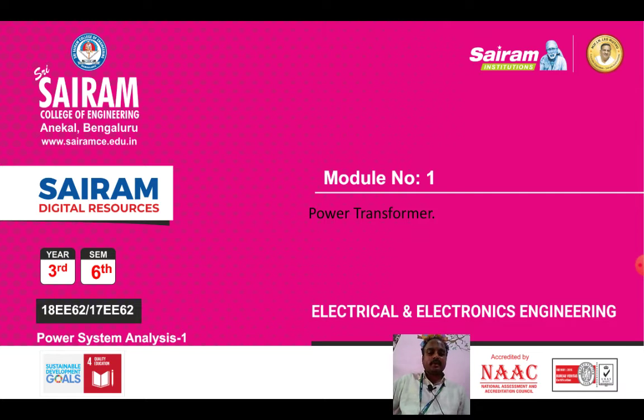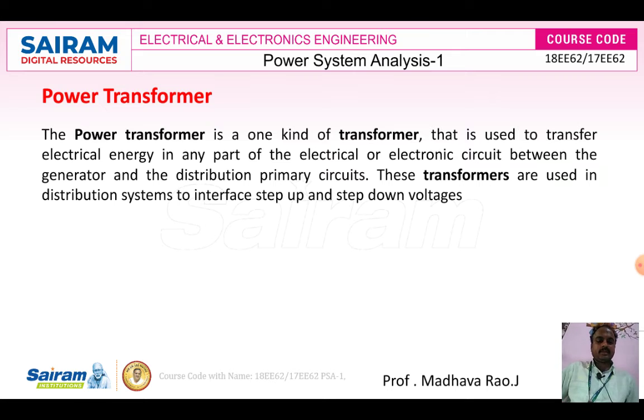So first we will move to the power transformer definition. So power transformer is also one of the kinds of transformer. This is used to transfer electrical energy in any part of the electrical circuit between the generator and distribution primary circuit. So transformers are used in distribution system to interface the step up or step down voltages. So it is an interfacing device in between consumer load centers and power generation station.